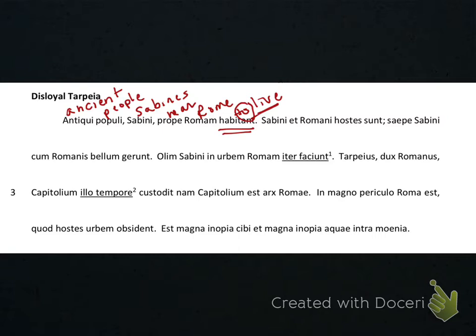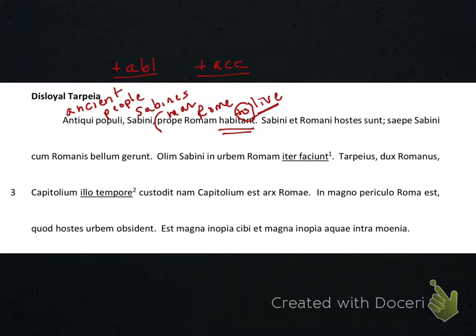I also like to look for prepositions. On a vocabulary list, a preposition will be followed by either plus ABL, which stands for plus ablative, or plus ACC, which stands for plus accusative. So when I see a Latin word on the vocabulary list that has one of those two items after it, I know that I found a preposition. When I look at the vocabulary list for Disloyal, Tarpeia, I see that prope has plus ACC after it. That means that it has to be followed by a noun with an accusative ending.